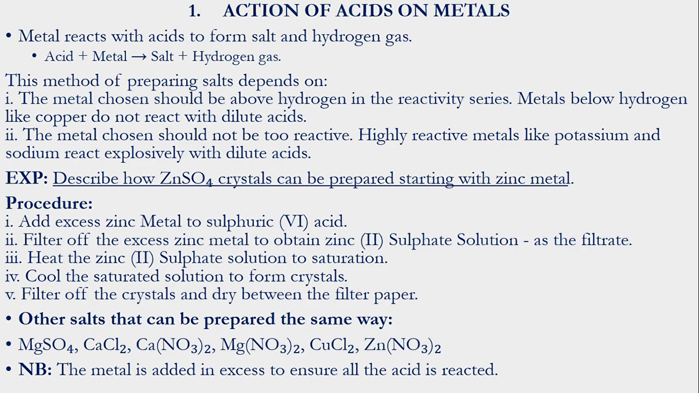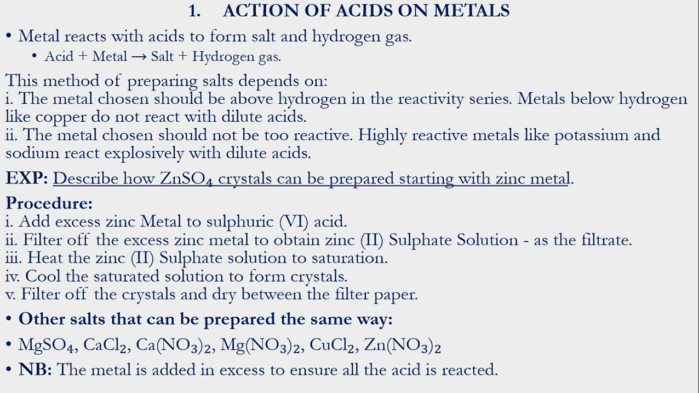Metals below hydrogen, that is copper, silver, gold, do not react with dilute acids. Therefore, we cannot form a salt of copper, a salt of silver, a salt of gold by reacting it with an acid. So only those metals that are above hydrogen can be used to prepare a salt by reacting it with an acid.